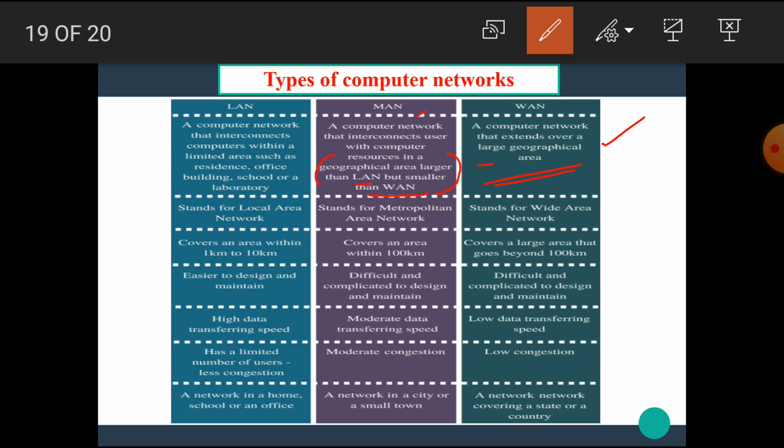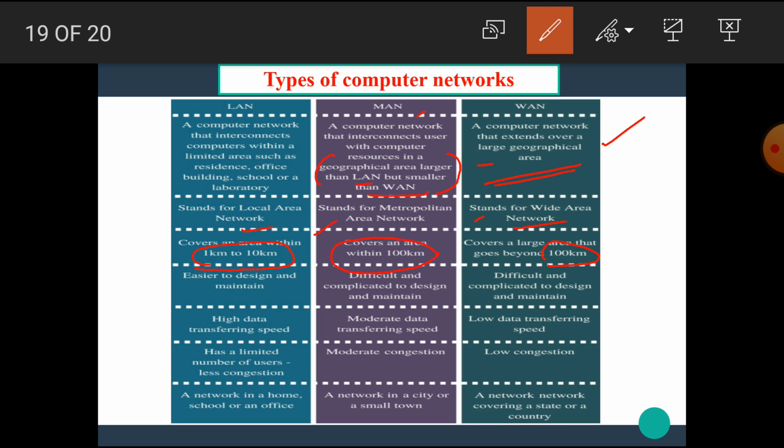The LAN stands for local area network, MAN stands for Metropolitan Area Network, and WAN stands for Wide Area Network. The LAN covers an area within 1 kilometer to 10 kilometers. The MAN covers an area within 100 kilometers, and WAN covers a large area that goes beyond 1000 kilometers.